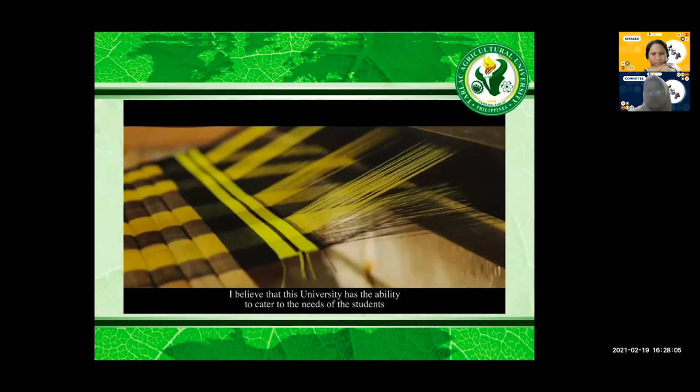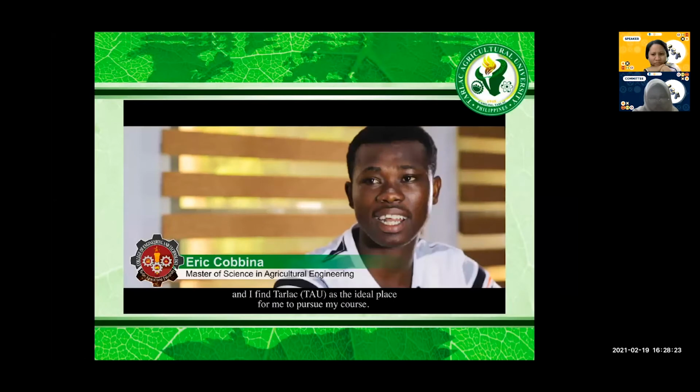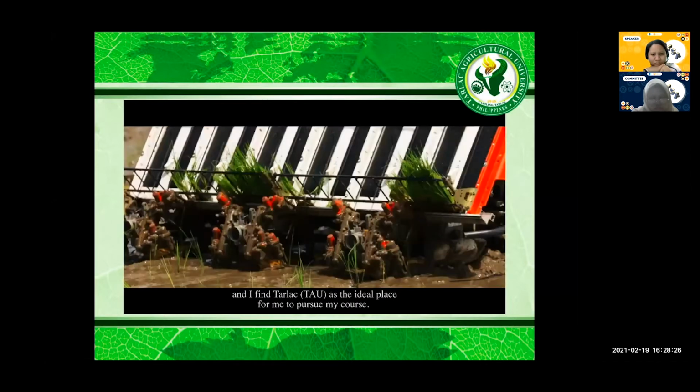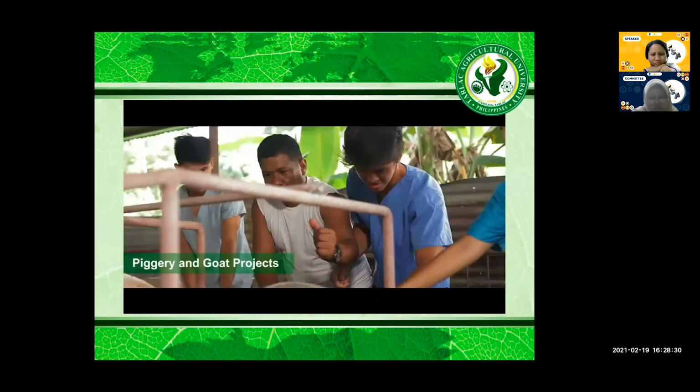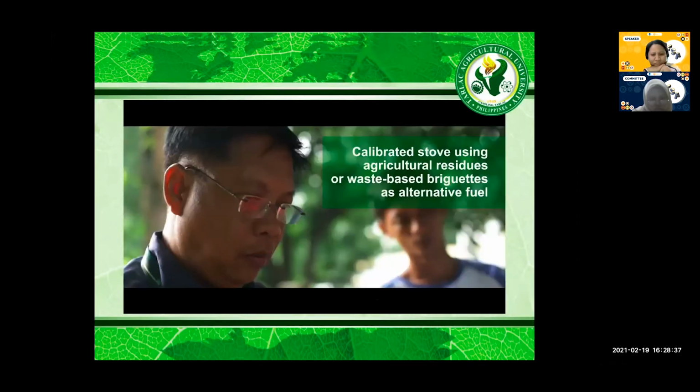Tarlac Agricultural University is a good place for me to study because I did agriculture in my secondary and I went to agriculture college. So I was actually in a good place where they pursue only agriculture, and I found Tarlac to be the ideal place for me to do my course. Here in Tarlac Agricultural University, we students can develop our academic performance and also skills and talent through co-curricular and extracurricular activities. We can hone our interests in learning teams, and you can also join any organizations in our university.